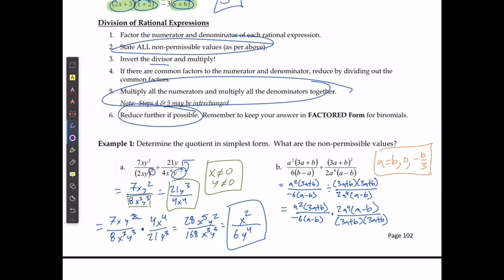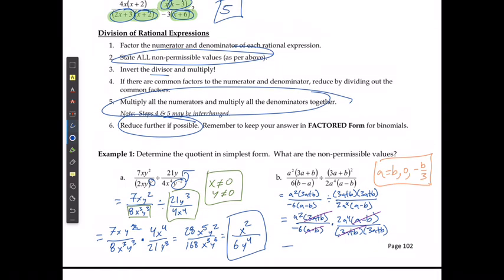I can, because it's multiplication, start to cancel out. I can cancel out the 3a plus b, 3a plus b, a minus b, a minus b. This equals 2a to the 6 over negative 6 times 3a plus b. And I can simplify that to a to the 6 over negative 3 times 3a plus b.